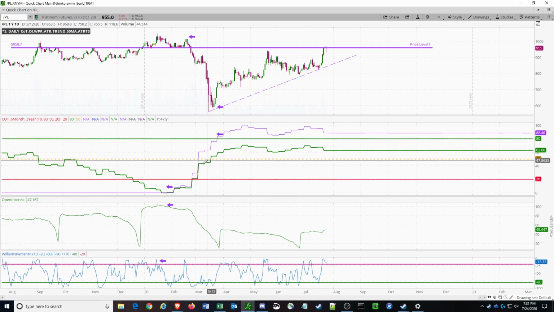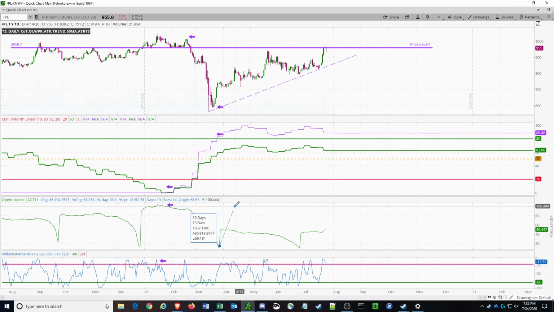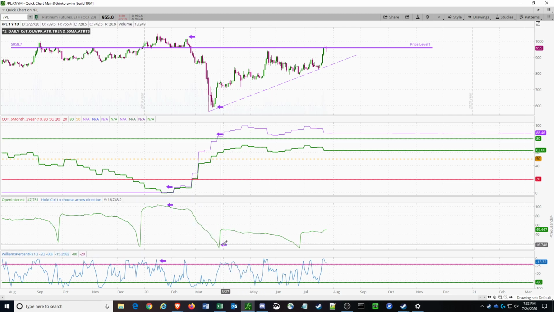And these guys got lucky, huh? Or did they know what was going on? Because this hike in open interest within a 5-week period was tremendous on platinum. And if you got in back here, shorts covering with the expectation of price moving up. Price moved up. COM still bullish. WPR, oversold territory.